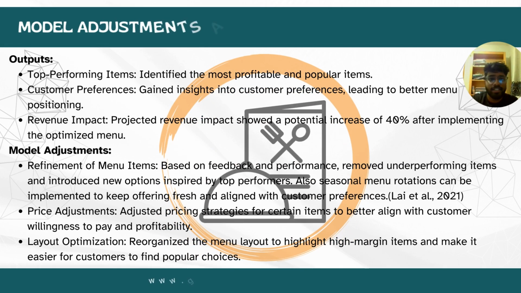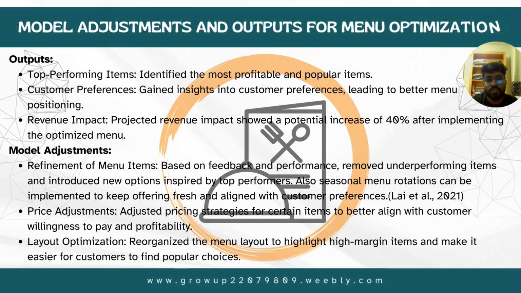Coming to the part of the model adjustments and the outputs for the menu optimization after the implementation of a test model, here come the outputs. Now we have identified the high performing items from the particular menu, and we have gained all the insights from the customer preferences, which will lead to designing a better menu, or we can say the arrangement of the menu as well. It also showed a profit impact of 40% after this menu optimization.